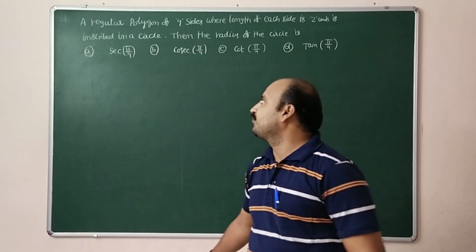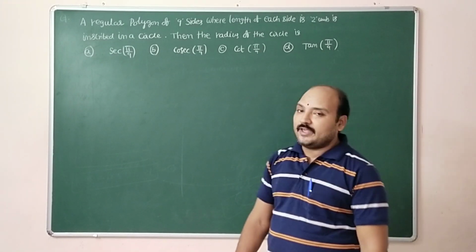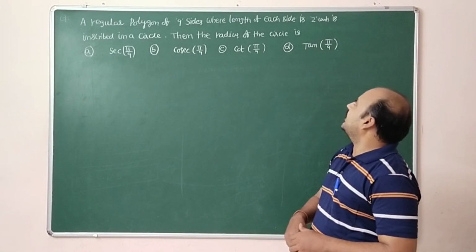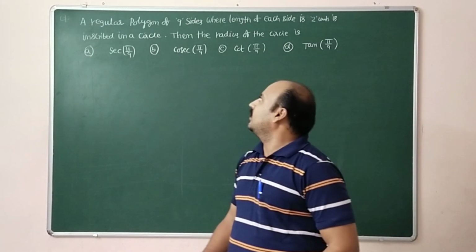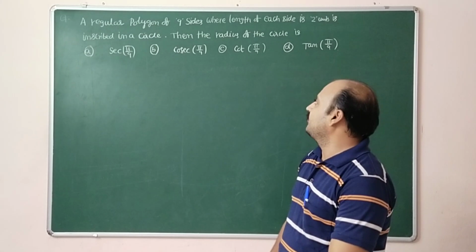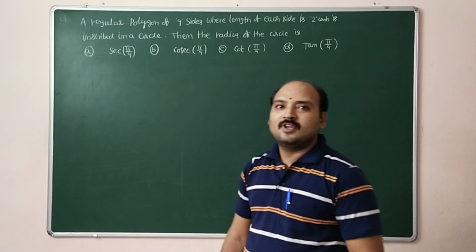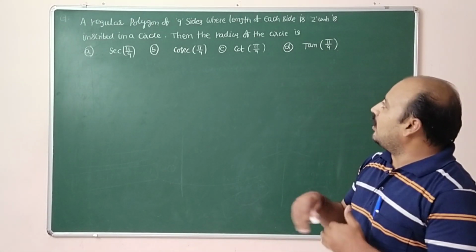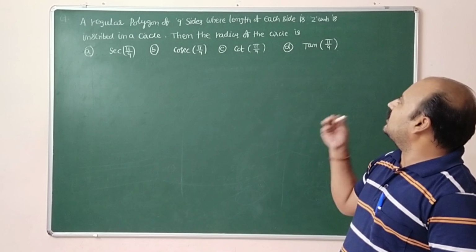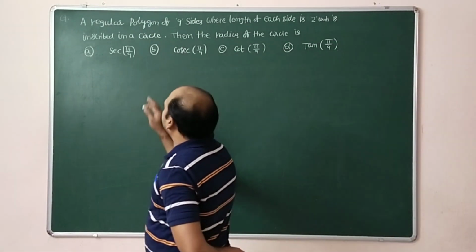Next question. A regular polygon of 9 sides where length of each side is 2 units is inscribed in a circle. Then the radius of the circle is. How to solve this question? A regular polygon of 9 sides where length of each side is 2 units inscribed in a circle. Suppose for example here polygon is mentioned.